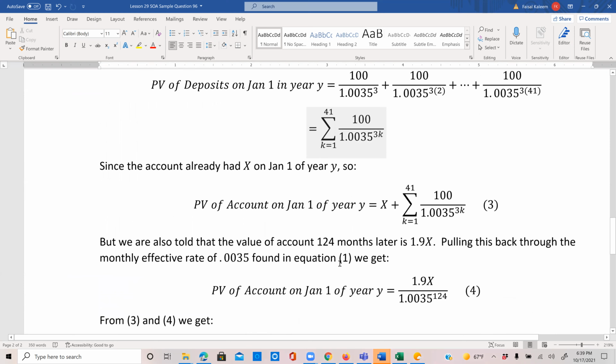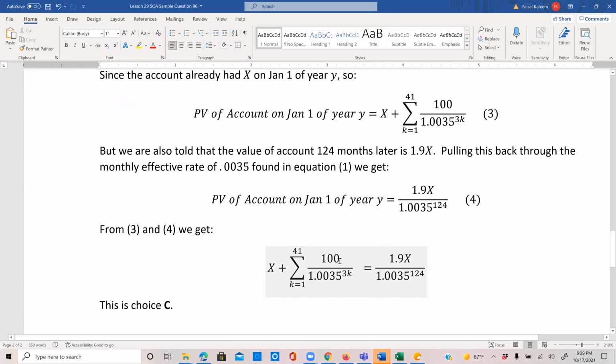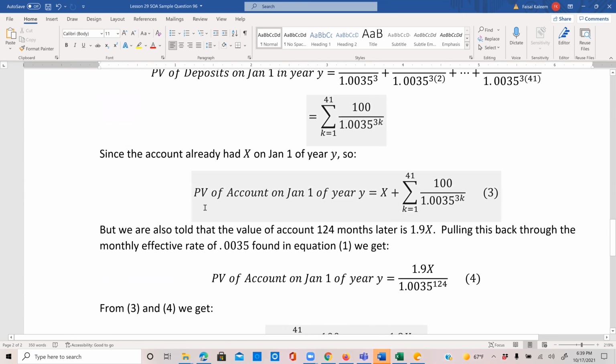So since the balance is 1.9x, 124 months later, remember we already discussed that it's 124 months between the beginning and the end, and the final ending balance is 1.9x. So you pull it back 124 months through the monthly effective rate, and it comes out to be 1.9x divided by 1.0035 power 124, because 0.0035 was the monthly effective rate. And this exactly is what we have on the right-hand side.